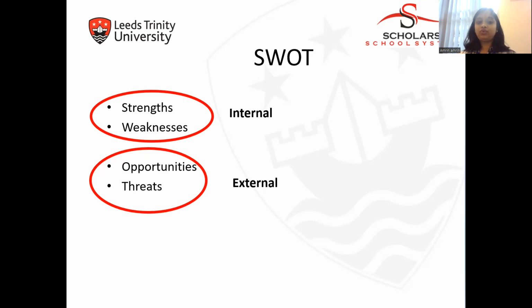SWOT is an acronym. S stands for strength, W stands for weakness, O for opportunity, and T for threat. So SWOT means the analysis before starting your business. If you are planning to start a business, you should do this analysis. It will help you to establish your business well, and it will help you to grow your business as well. So we'll discuss these points today.